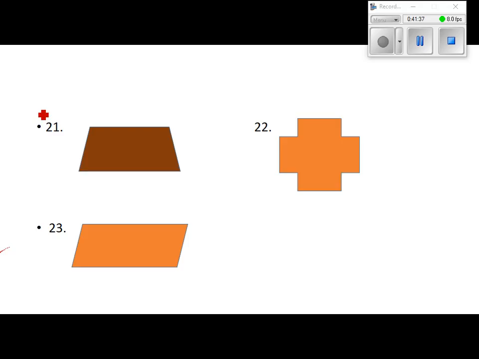Somebody come up here and with my pen, draw me the line of symmetry for 21. Go ahead, Hunter. I'll go down to the next one. I wanna do 22. I have to change this one.